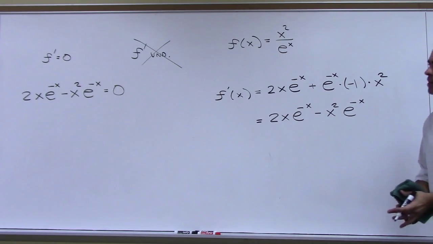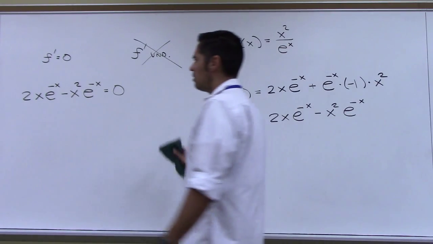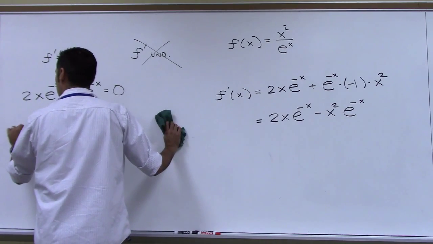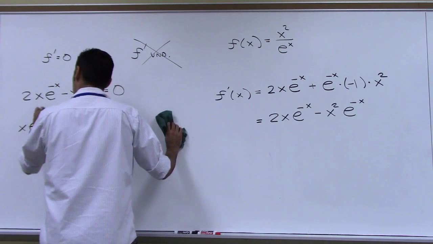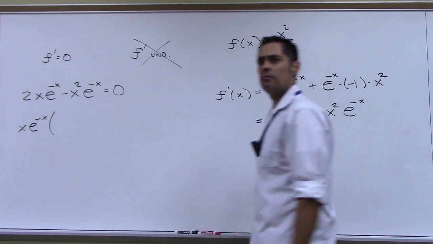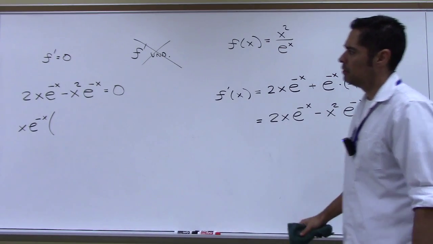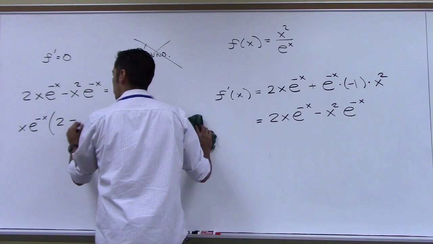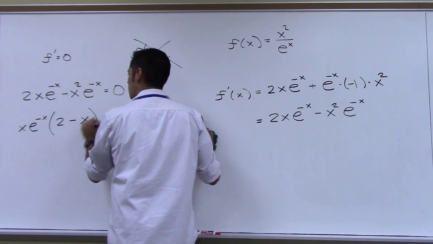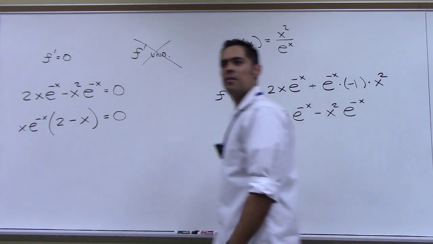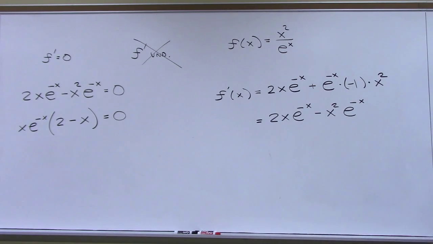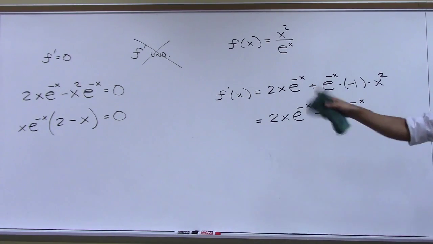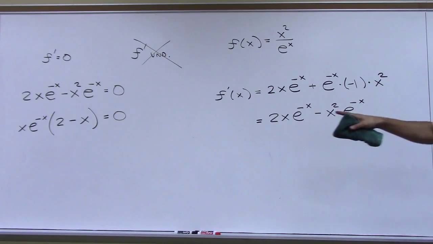So do they both have something in common? An x and an e to the negative x, right? Can pull all that out. I'd be left with 2 minus x. That's it. 2 minus x. And now I set each of those equal to 0, don't I? Each factor.